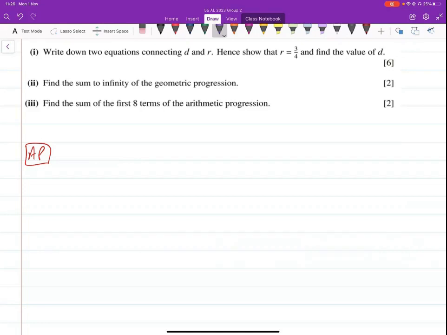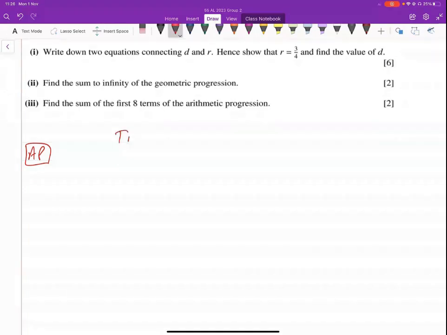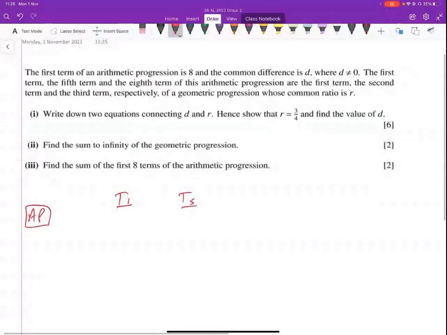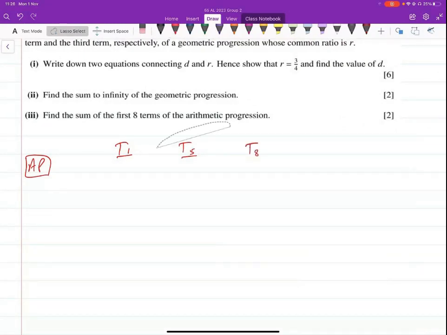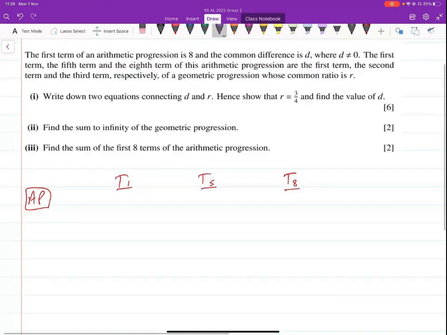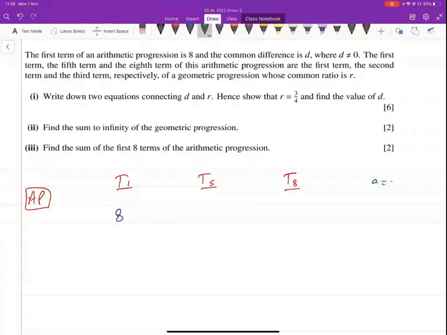We have term 1, term 5, and term 8. These are the three terms of the AP that we are interested in. What's the first term? We know that the first term is 8. You know, A is 8. What about the fifth term? What will the fifth term be? We don't know that exactly, of course, but we can write that in terms of D.